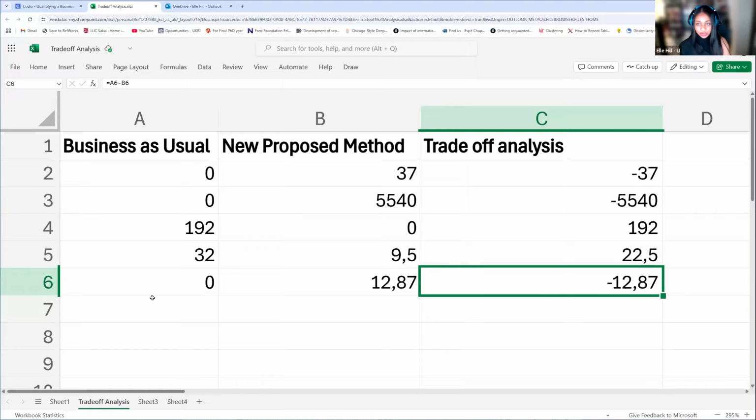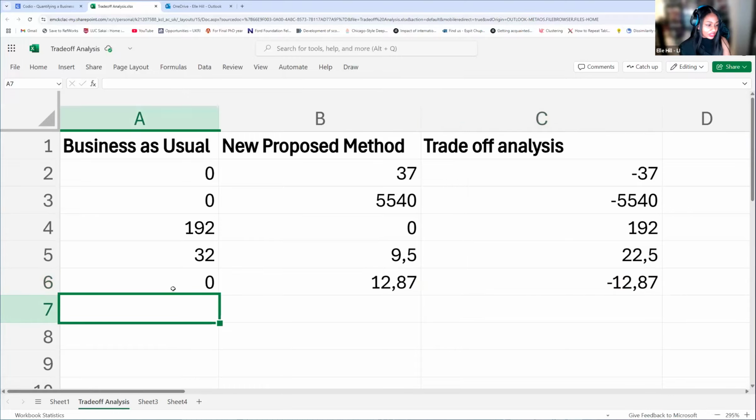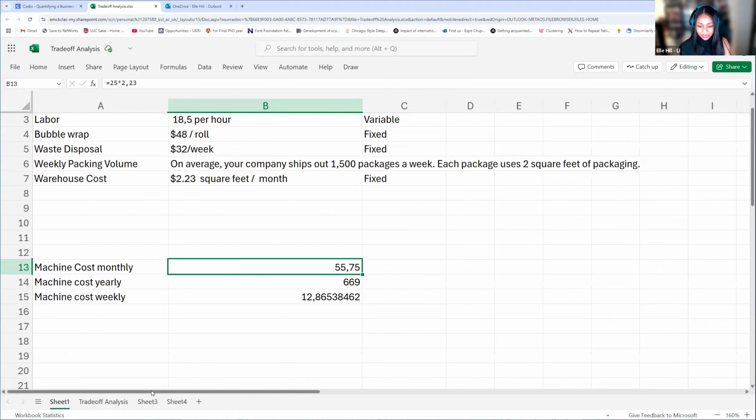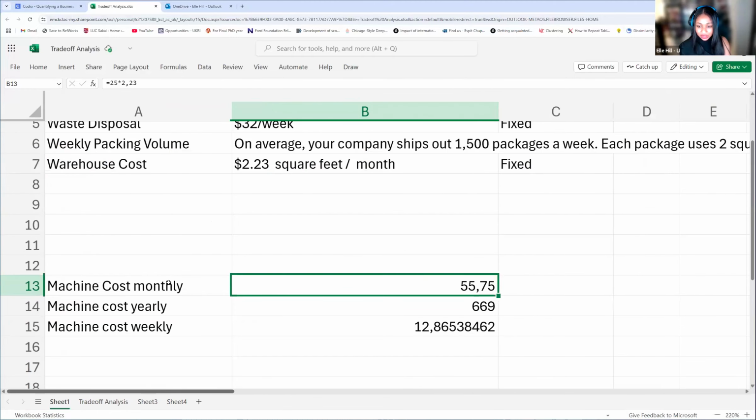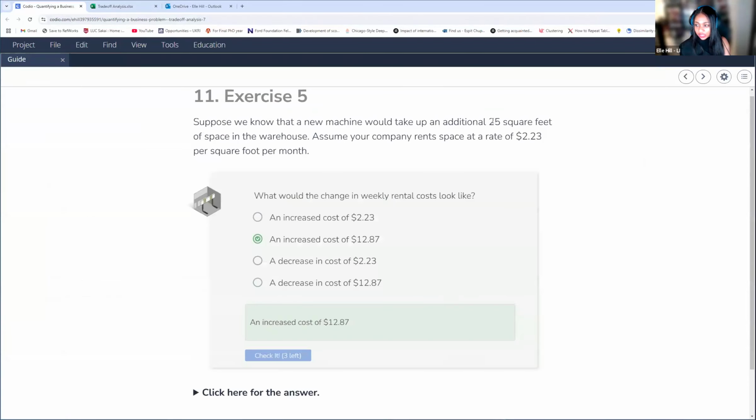Great point. Yeah, can I see the 1287 calculation again? Absolutely. I know maybe you just wanted to see it, but I'll explain it quickly. Remember our monthly cost that we were given? It's 25 square feet that we need for the machine. This is 2.23 per square foot per month. So we multiply 25 times 2.23 to get our square foot cost per month.